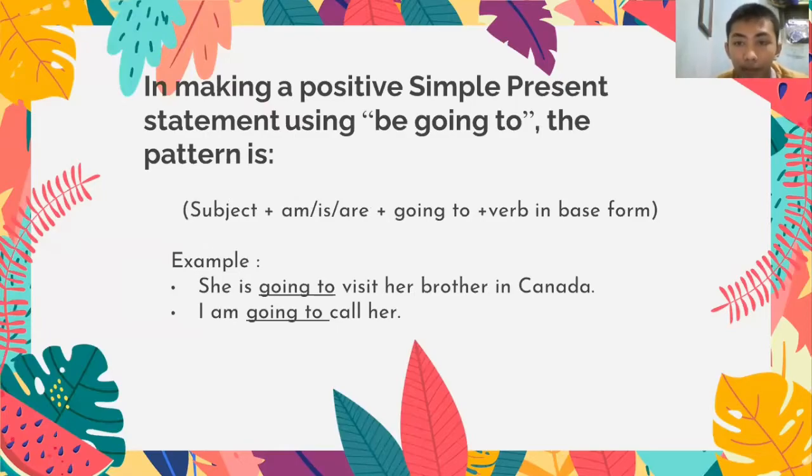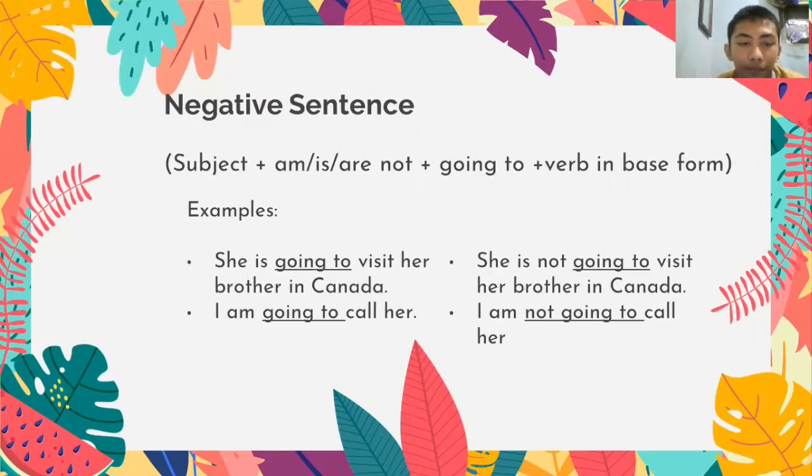In making a positive simple future statement using be going to, the pattern is subject plus am, is, or are plus going to plus verb in base form. Example: she is going to visit her brother in Canada. I'm going to call her.